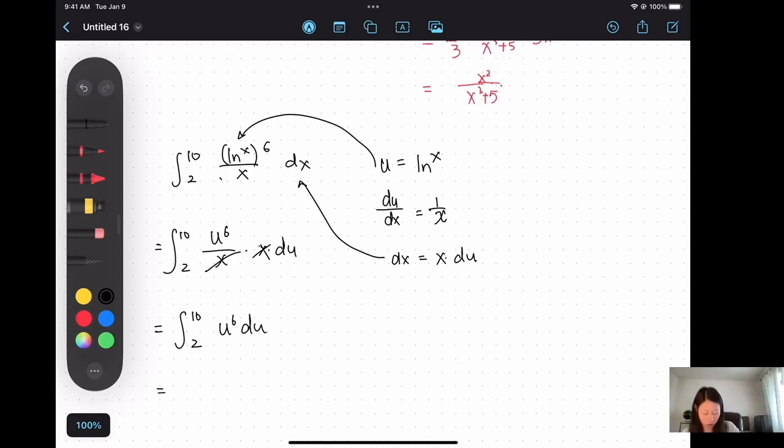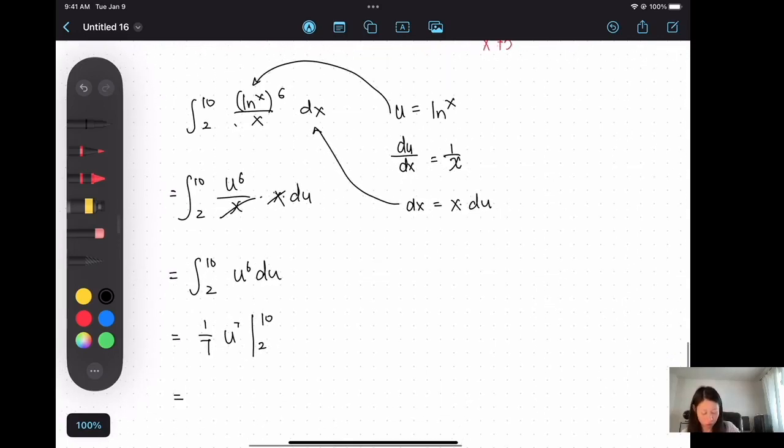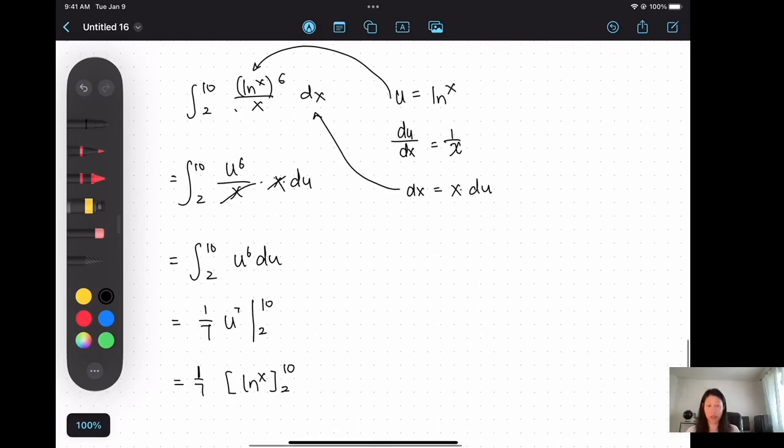So this one should equal 1 over 7 u to the 7th from 2 to 10. Now we substitute u back. So for 1 over 7, u is equal to ln of x from 2 to 10. So when you calculate that, this should equal 1 over 7 times (ln of 10 minus ln of 2). So that would be the answer.